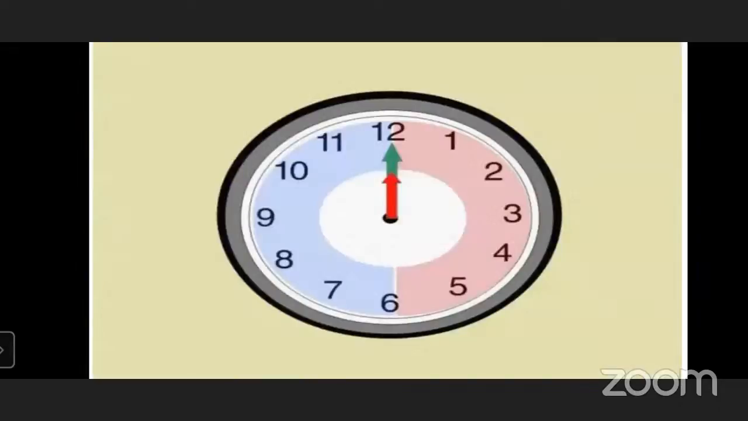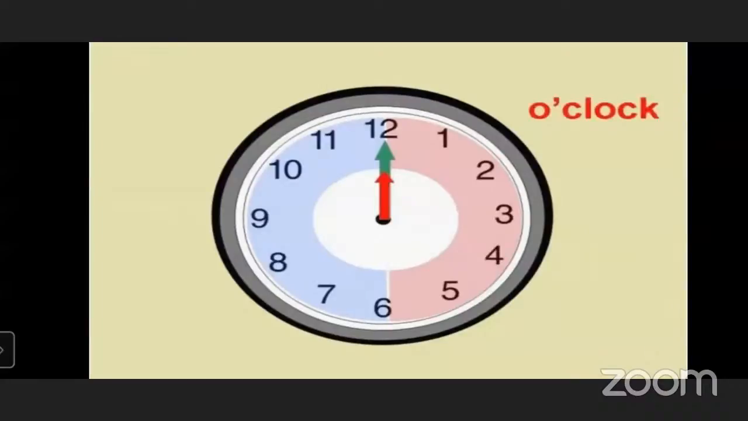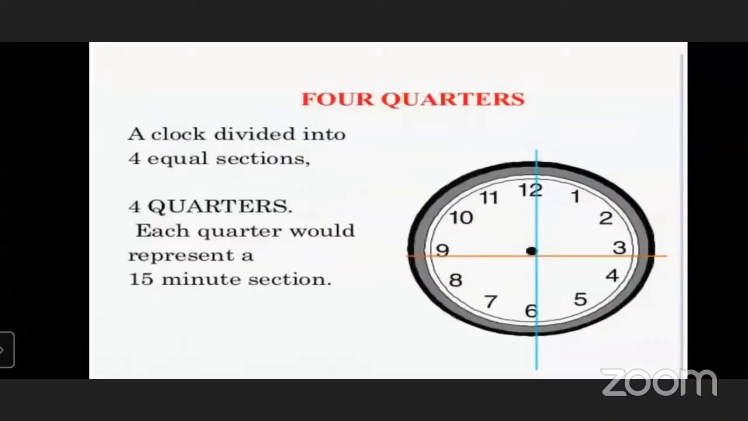So here is a time. What's the time it is? 12 o'clock. Yes, because the small and big hands are both on 12. That's why we call it 12 o'clock. The small hand is on 12, and the long hand is also on 12. So that's why it's o'clock. We can call it o'clock also.